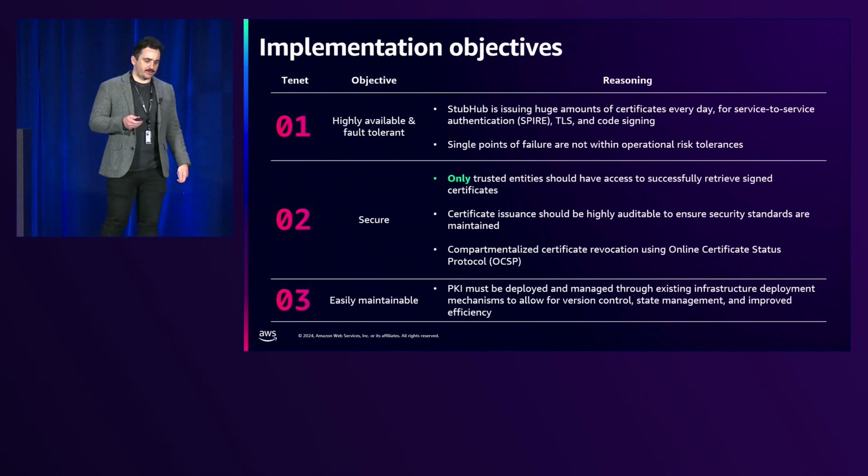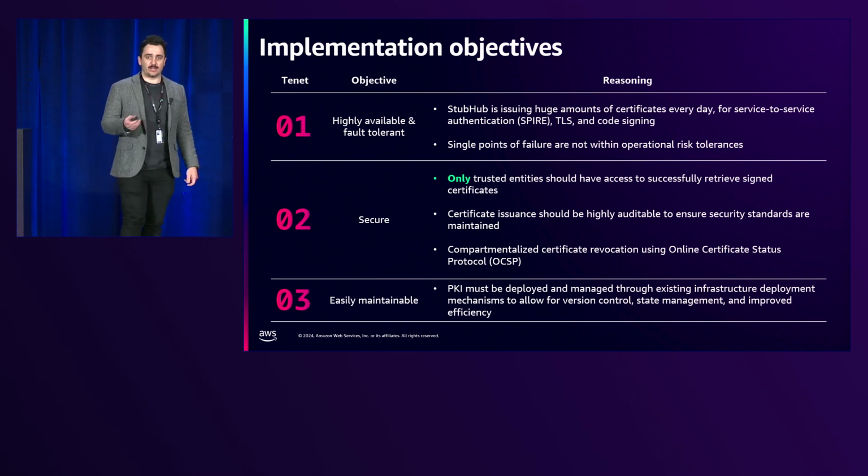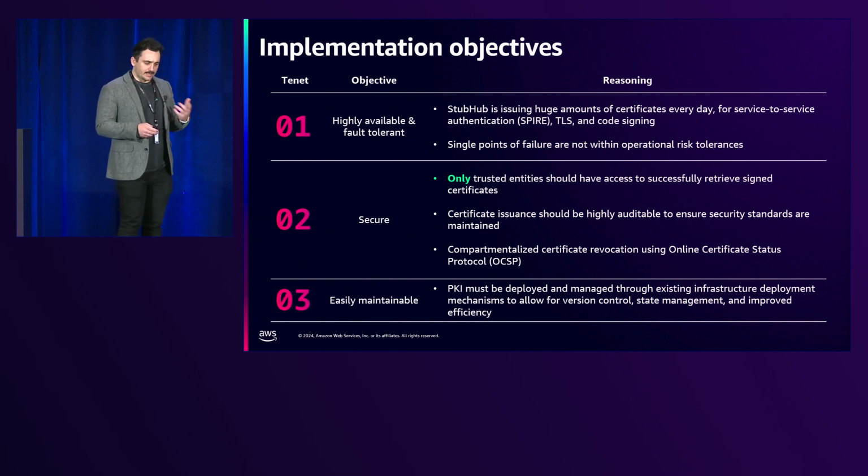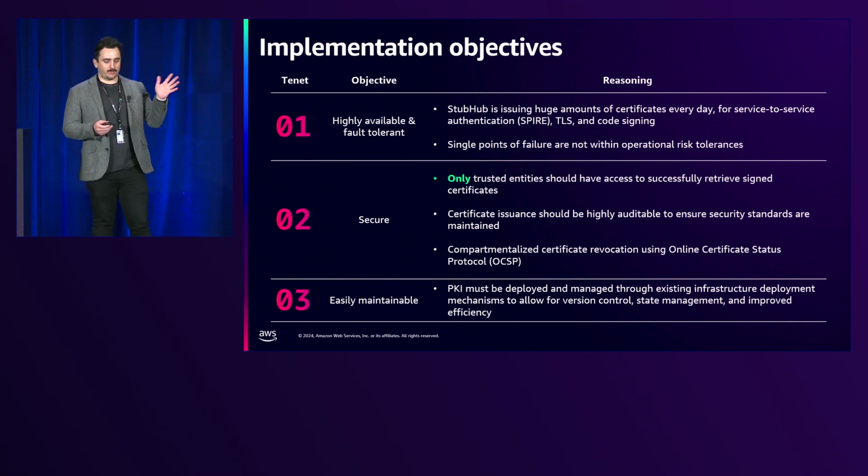Our internal PKI solution that we wanted to build should be highly auditable, right? So though we can add these protections on top of all this stuff, we really want to be able to even then monitor, right? And so in addition to that, ensuring that we have proper certificate revocation. In our case, we really wanted to go with the Online Certificate Status Protocol.